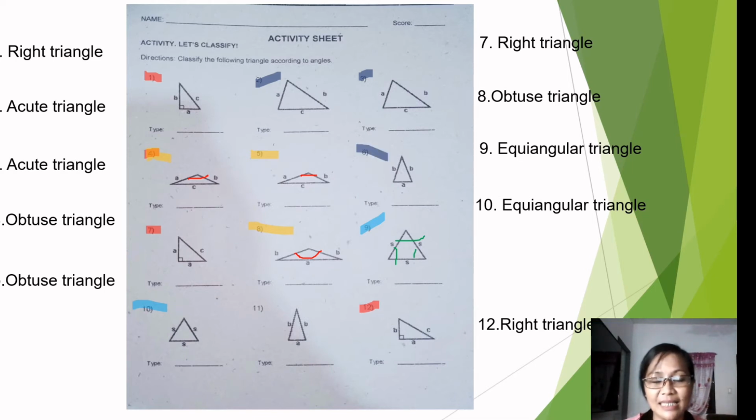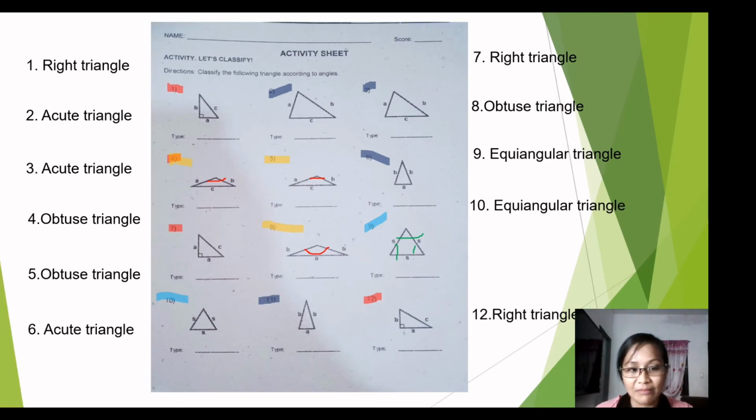Number 6, it states here B, B, A. So we're looking for the sides. Then the opposite angles of the B sides are congruent. So the base angles are congruent and one of the angles is different. We can say therefore that this triangle, based on the figure, is an acute triangle. Number 11 is the same as number 6. As you can see, they are the same, which is also an acute triangle since all the angles are acute.